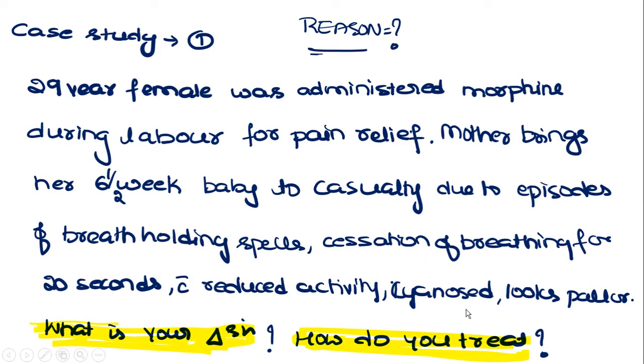So coming to case study 1, a 29-year-old female was administered morphine during labor for pain relief. Mother brings her 6.5-week baby to casualty due to episodes of breath-holding spells, cessation of breathing for 20 seconds with reduced activity, and looks cyanosed as well as paler. So going through this case, what is your diagnosis and how do you treat it? And what is the probable reason for development of these symptoms? So please think over this case. Let us discuss this case at the end.